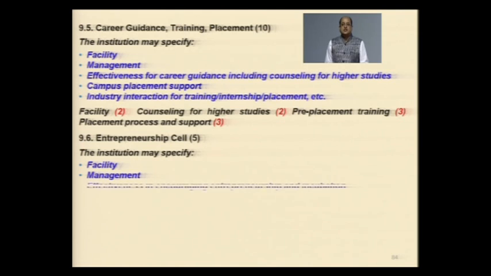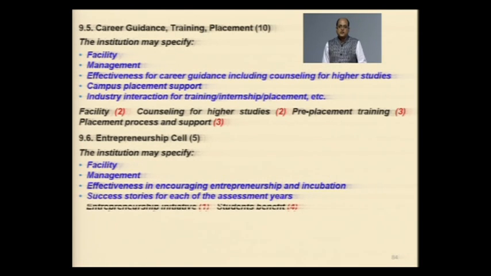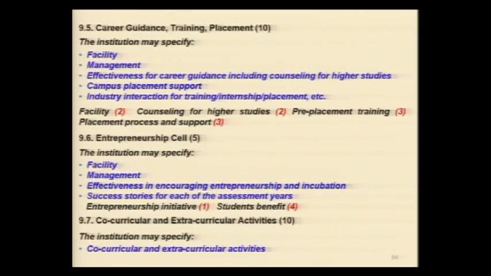Entrepreneurship cell: it is expected that the program should have an entrepreneurship cell, and if it is there, then how that facility is managed, and if it is managed, are they able to actually create some kind of success stories during the period of assessment. This is to basically make them aware that these are also an important input which is needed from the institution to the student community to look at this also as an option as they move to set their careers. Co-curricular and extracurricular is clear in terms of what is expected from a program and assessment perspective.